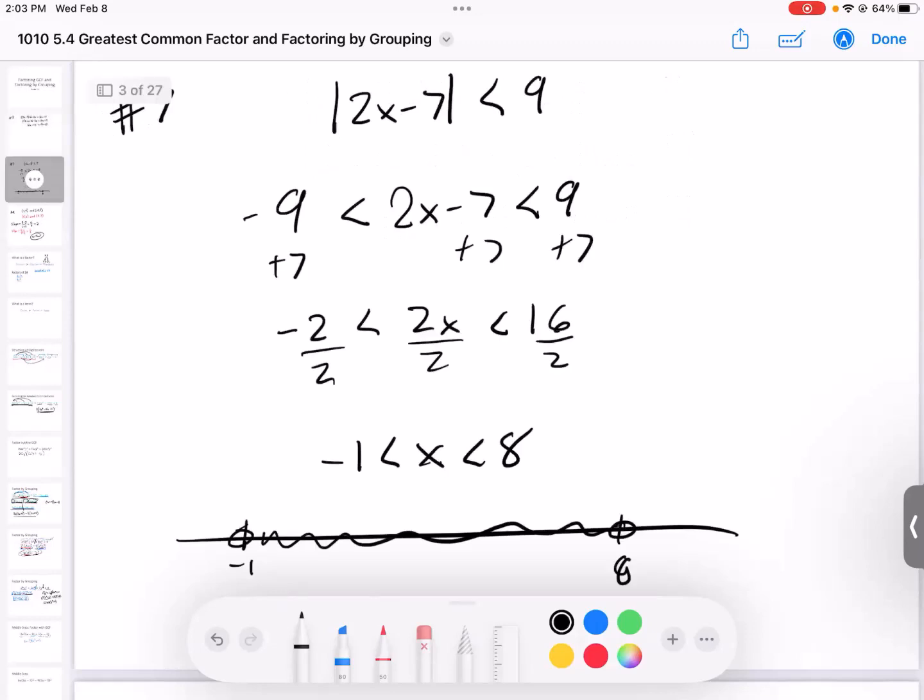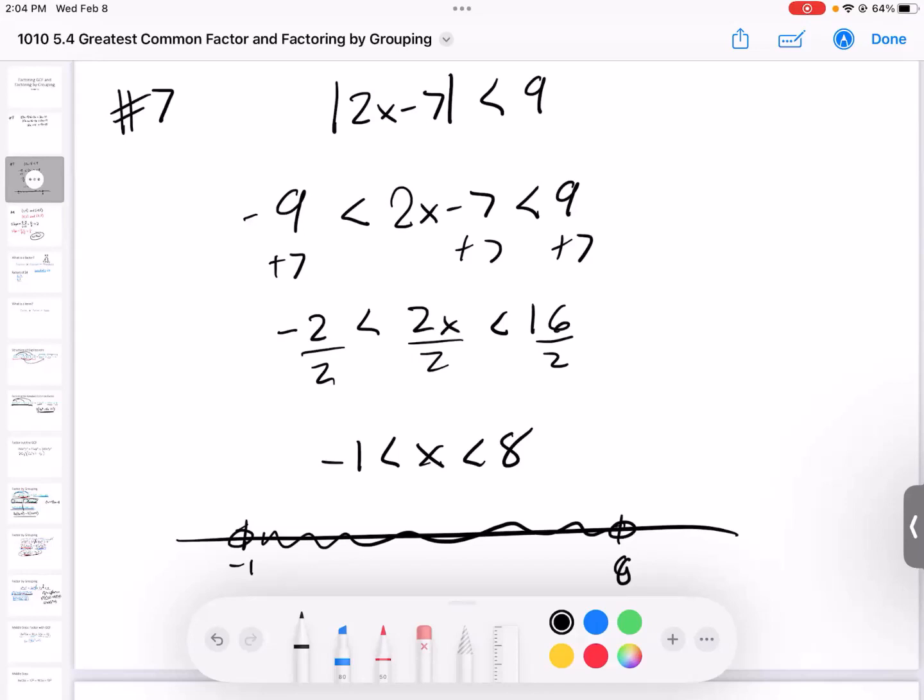Another one that a couple people missed was number 7. This was the absolute value one within an inequality. So your first step is to get rid of the absolute values by saying, okay, well, the stuff inside the absolute value, if it has to be less than 9, then that means that it can be less than 9, but it also has to be greater than negative 9, because if it was like negative 10 or something like that, the absolute value of negative 10 would not be less than 9.